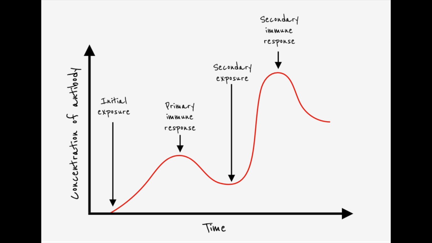If we look at this graph, which shows antibody concentration versus time, we can see that upon first exposure to the pathogen, antibodies are produced slowly and in a small quantity. When that pathogen enters a second time, antibodies are produced much faster, sooner, and in greater quantity.